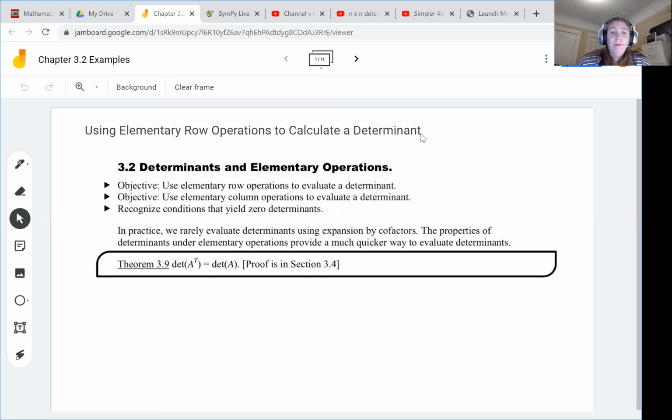In practice, we rarely evaluate determinants using expansion by cofactors, what we saw back in section 3.1. The properties of determinants under elementary operations provide a much quicker way to evaluate determinants. The big idea here is that we know we can rearrange matrices using row operations, and by using those elementary row operations, we can get matrices in a form where we have zeros, and that makes calculating the determinant by hand much quicker. So we are going to see the properties that we can use with elementary row operations, and then we will see an example of how we can actually rearrange a matrix.